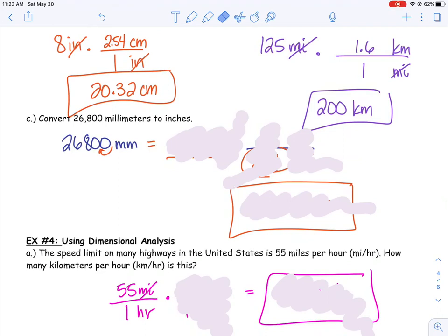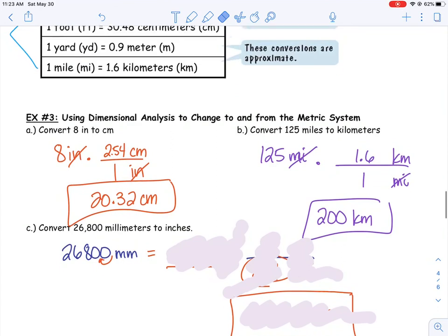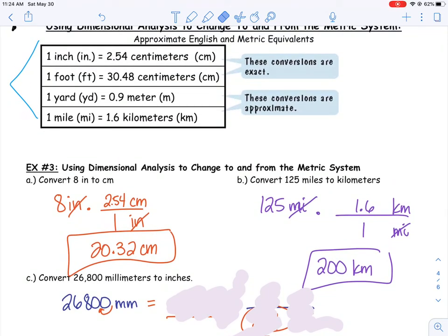All right, C says we have 26,800 millimeters, and we want to convert that to inches. Millimeters to inches. But when I go up to my chart, I didn't see anything that has millimeters to inches, did you? So we might have to do a couple different conversions before we can get all the way to inches. So what do we have here? Well, I noticed that we have centimeters to inches. So is there a way I can go from millimeters to centimeters first? And then from centimeters into inches.